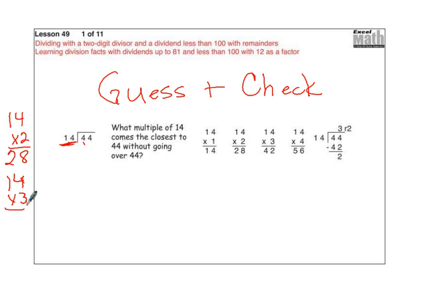Notice I'm guessing, and then I'm checking. 4 times 3 is 12, carry the 1. 1 times 3 is 3, plus 1 is 4. 42, 44. That's pretty close. And so we're going to put a 3 up here above that 4, not above this 4, because I'm putting it into 44. And then I've already done the 14 times 3 over here, which is equal to 42. I can write that down below, and I get 2, or remainder 2.